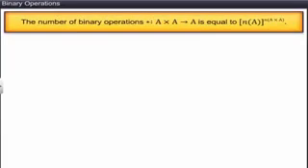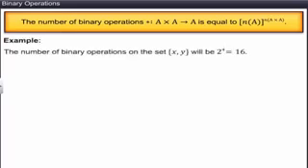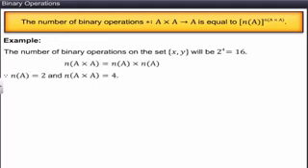The number of binary operations on a set A is equal to the number of elements in set A raised to the power of the number of elements in the Cartesian product of A. For example, the number of binary operations on a set with 2 elements is 2 raised to the power of 4, which is equal to 16. This is because the number of elements in the Cartesian product of a set with 2 elements is given by 2 into 2, that is 4. Therefore, we have 2 raised to the power of 4.